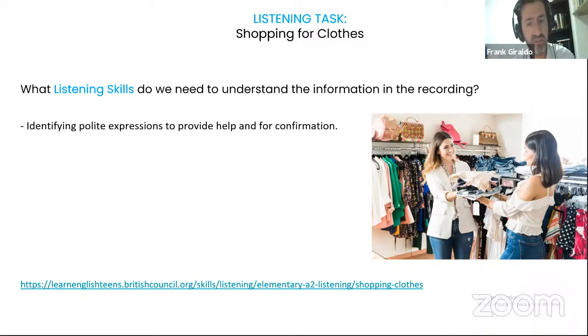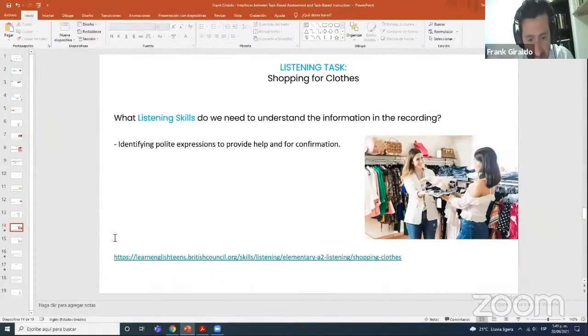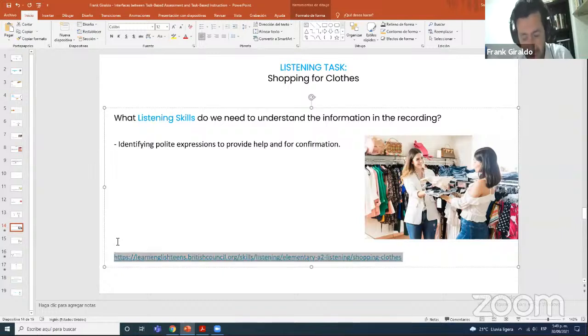So the task for you is, what listening skills do we, or does a student need to understand the information in the recording? And make a list of as many as you can as you are listening to the recording, okay? So I will share this link with you in the chat. You listen. And don't make a list of topics like, for example, vocabulary. No. What is the listening skill? Understanding what?